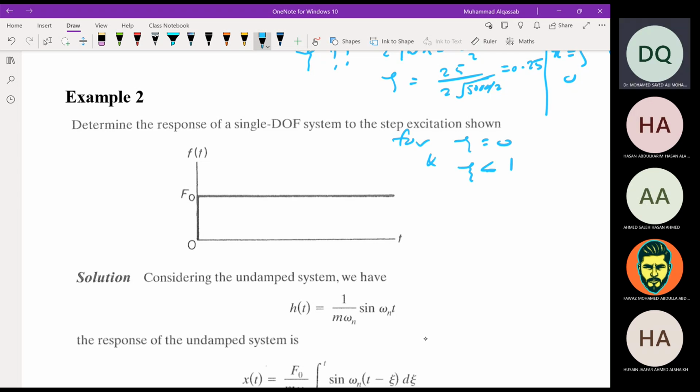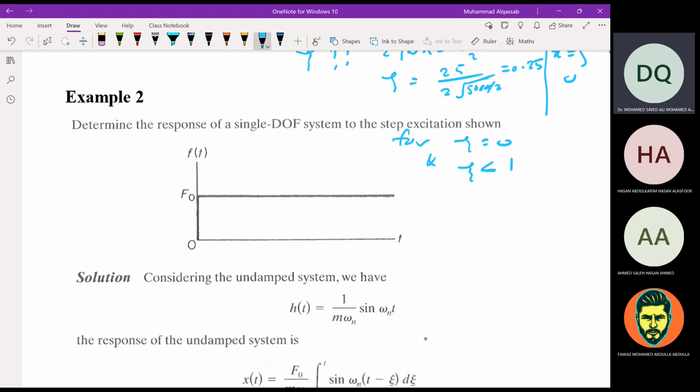I have just 1 minute, and then I will stop. We'll come back to this next time. But let me just finish the idea, and then you can leave.